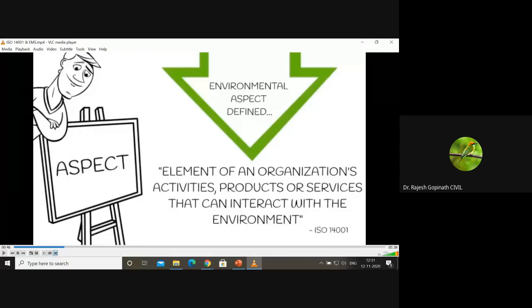So the first thing EMS does is it helps an organization to understand which part of the organization, which activity, which attribute of the organization is interacting with the environment, in other words, what activity or process is going to cause environmental impacts. That is called an aspect.